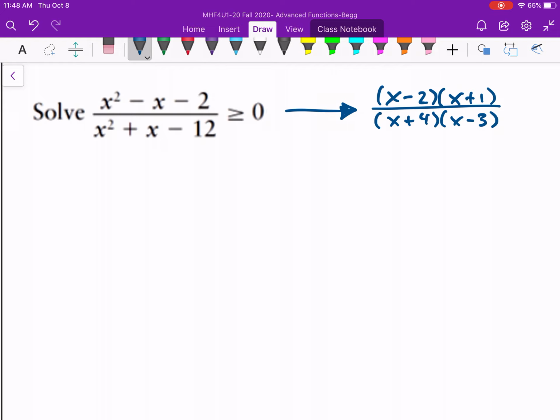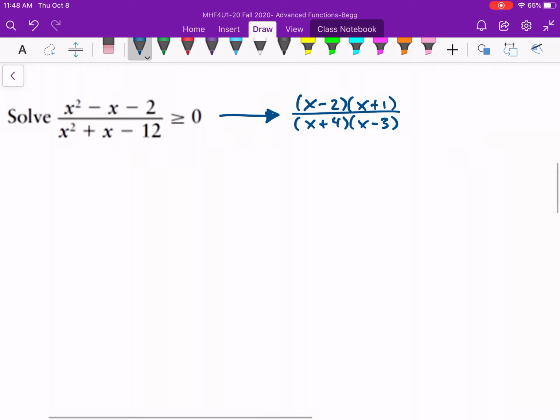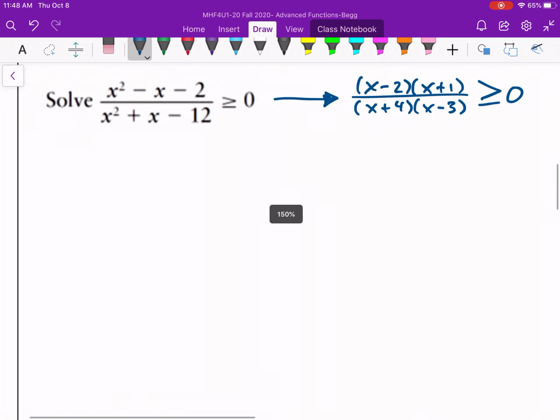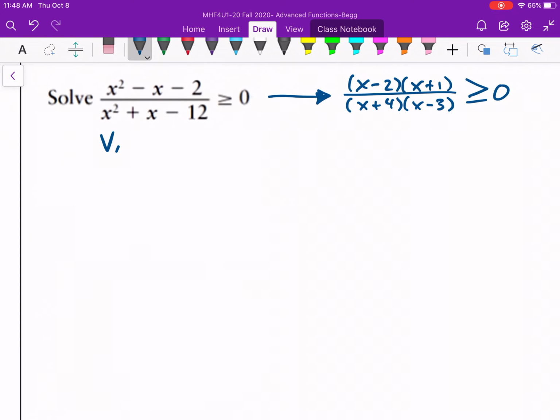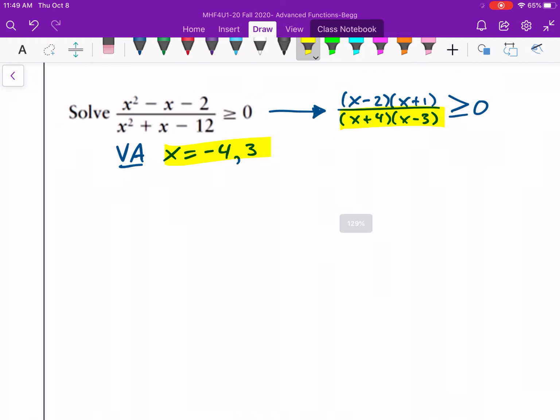Quick check, there's no common factors between the numerator and the denominator, so no holes going on here. And so this is greater than or equal to 0. So if I were to graph this, I'd look for the part that is above the x-axis. But I'm going to solve it algebraically. From this, we can see that the vertical asymptotes are x equals negative 4 and x equals positive 3, right? I'm looking at the denominator to get my vertical asymptotes.